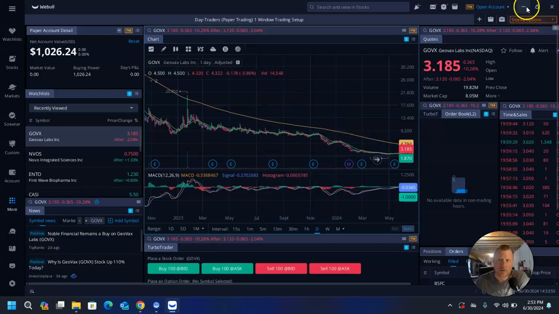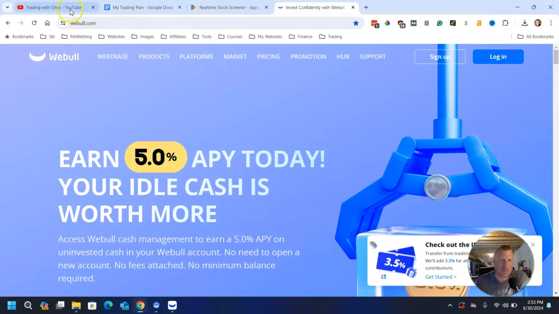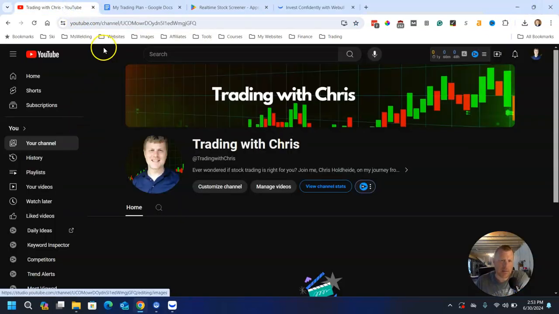So those are the two tools I use in my trading. I use those two tools.